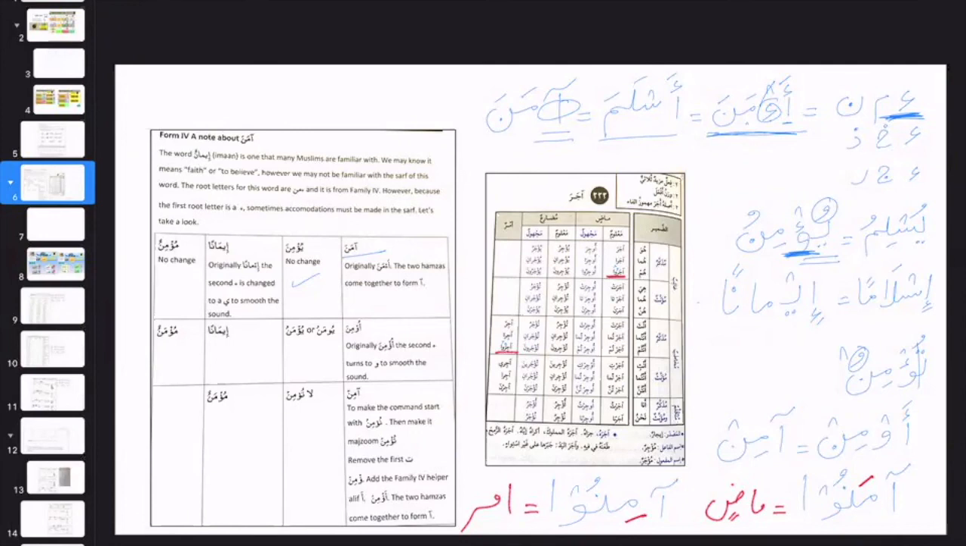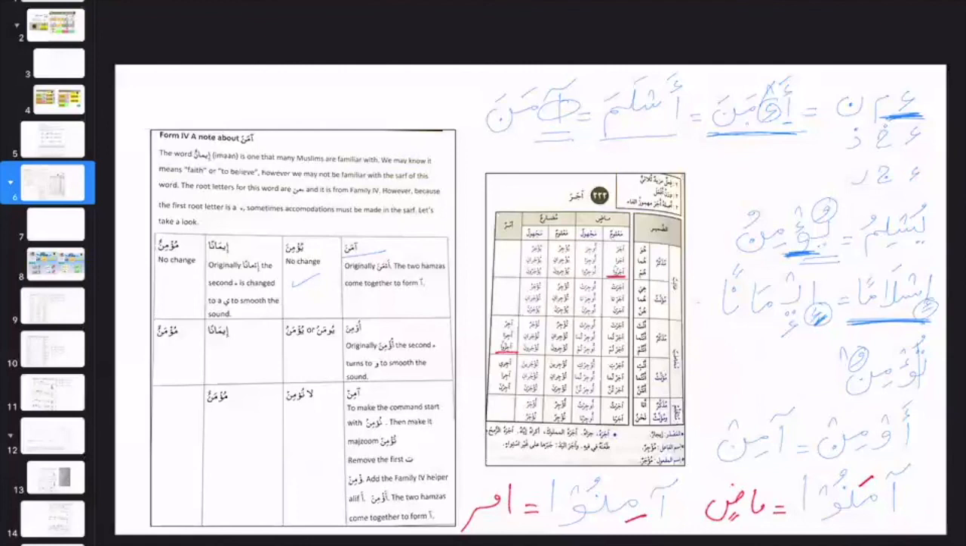Now imanan, what happened over here? It's supposed to be i'manan again, with a hamza instead of this ya. But since we need to have hamza with kasra in the beginning, and kasra is always compatible with ya, we need to bring this ya over here, and it will become imanan. Islaman, imanan.